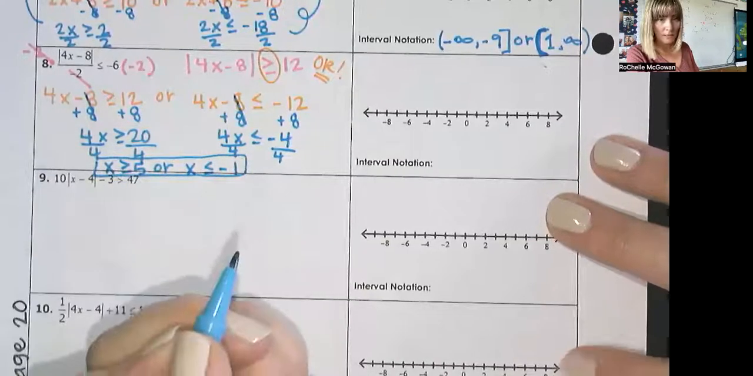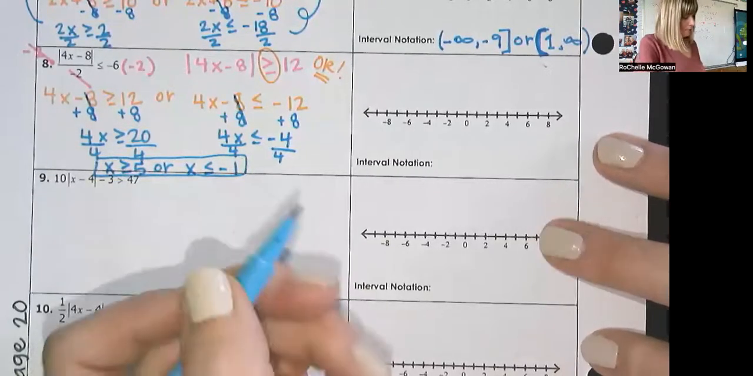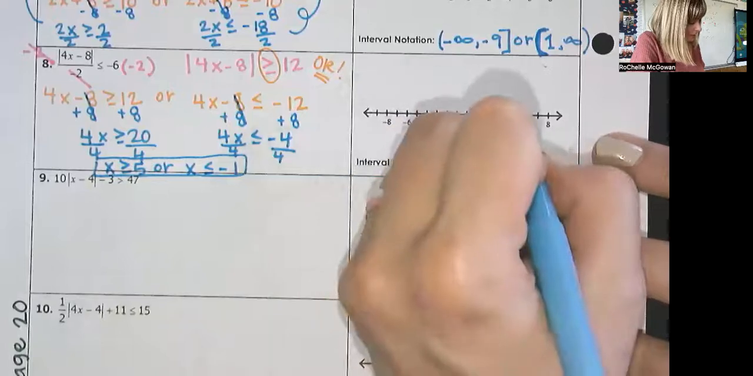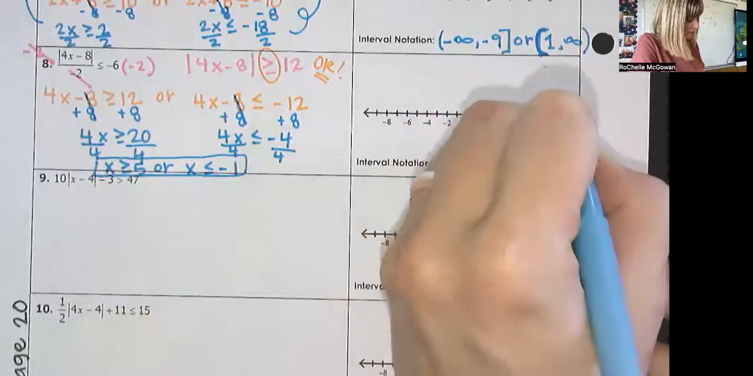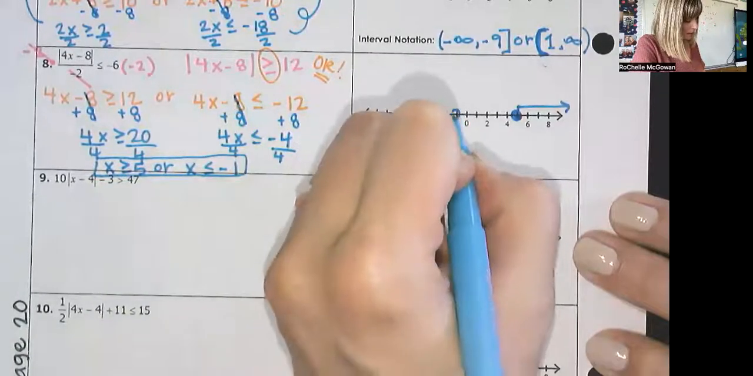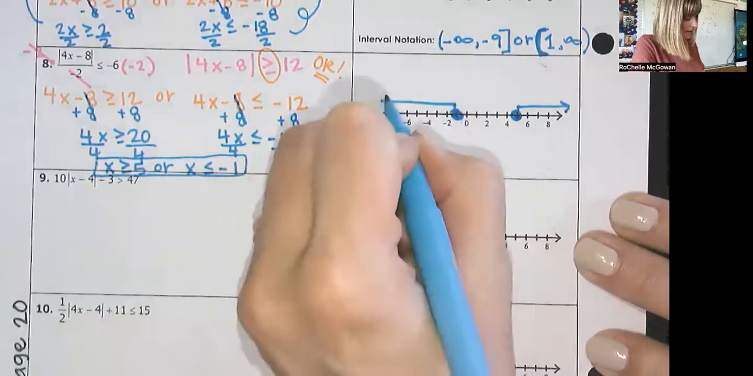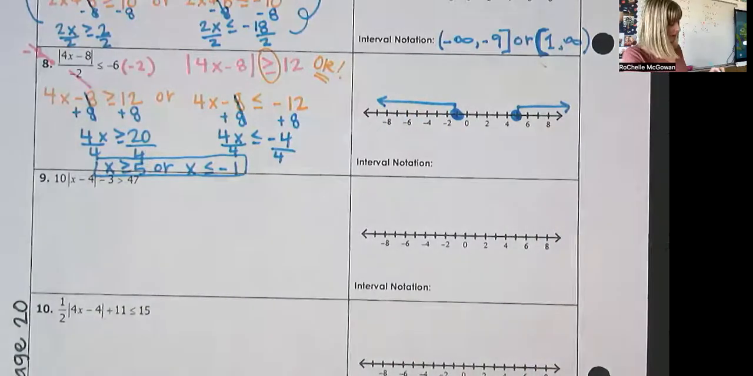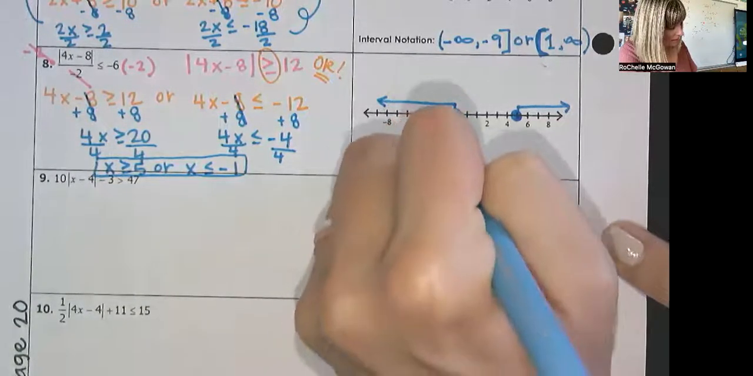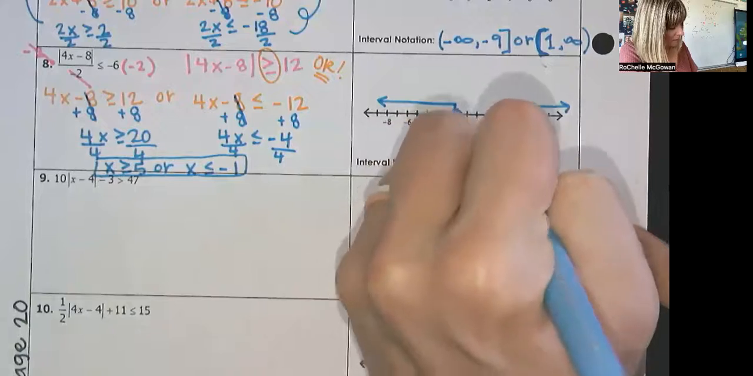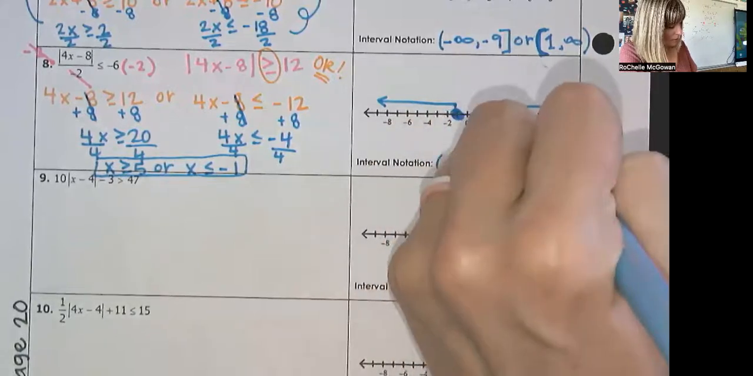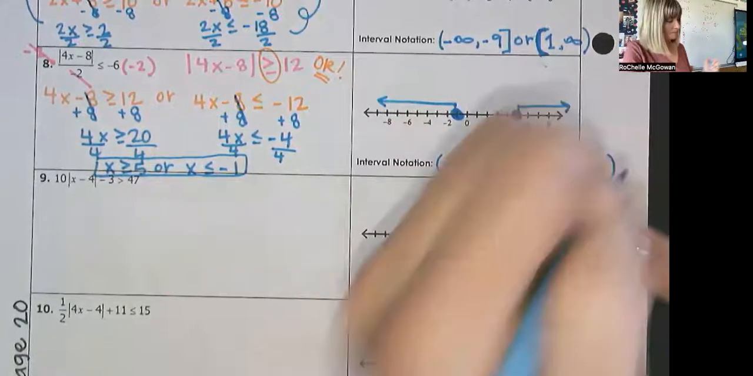So there's my inequality. Now I'm going to do a closed circle at 5, greater than. Closed circle at negative 1, less than. Phew, looks like an "or" statement like it's supposed to. Negative infinity up to negative 1 with a bracket, or bracket 5 to infinity.